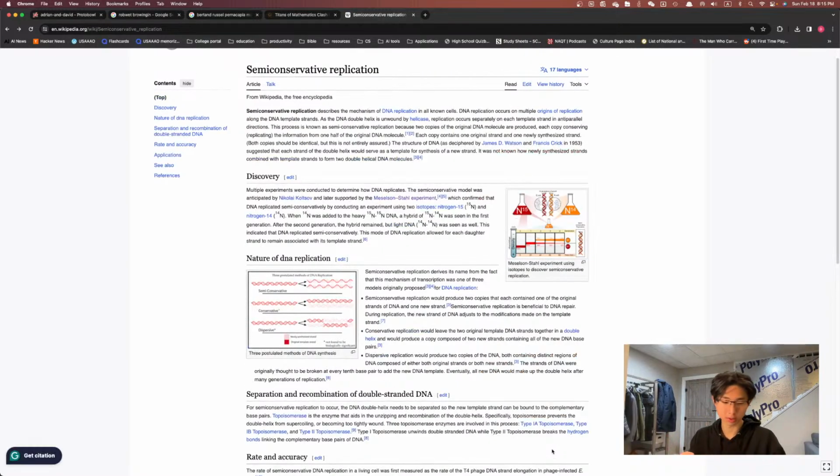So again, the takeaway is that for DNA replication, it uses helicase to cut it open, which is like a sun-shaped pair of scissors. And it's proven by the Meselson-Stahl experiment in 1958, and it uses radioactive nitrogen, so nitrogen 15, nitrogen 14. All right, that's for term number one.